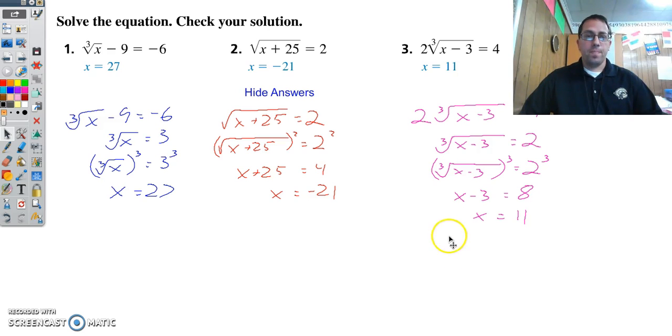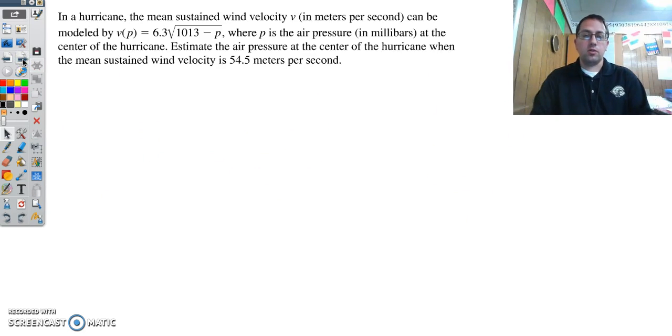All right. Okay, so let's take a look at this first. Here we have a hurricane. The mean sustained wind velocity in meters per second is modeled by this equation: V of P equals 6.3 times the square root of 1013 minus P, where P is the air pressure measured in millibars at the center of the hurricane. So what we want to do is estimate the air pressure in the center of the hurricane if the mean sustained wind velocity was 54.5 meters per second.